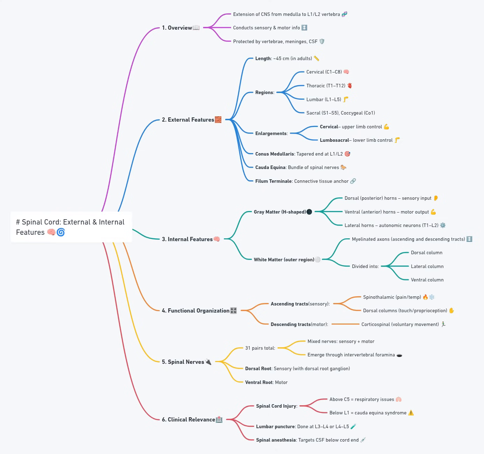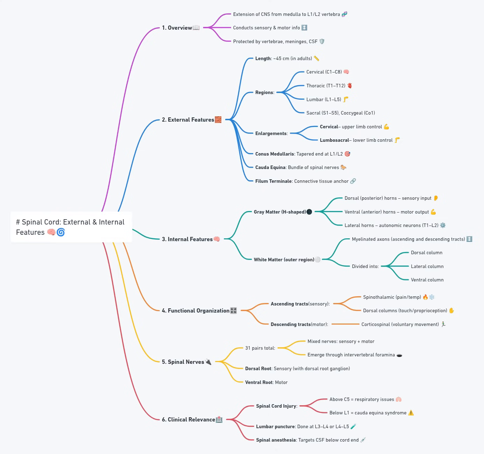At its lower end, the spinal cord tapers into a conical structure called the conus medullaris, which gives rise to the filum terminale, a thin filament of connective tissue that extends down to anchor the cord to the coccyx. Inferior to the conus medullaris is the cauda equina, a bundle of spinal nerve roots that resembles a horse's tail, descending within the lumbar cistern of the subarachnoid space.